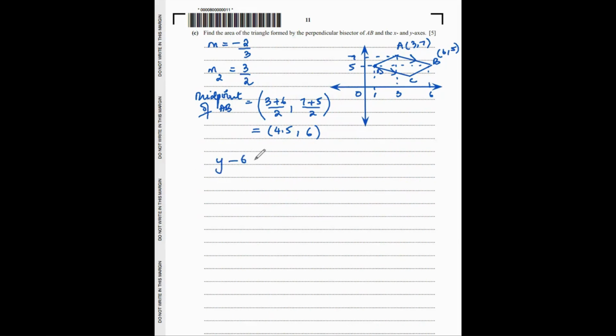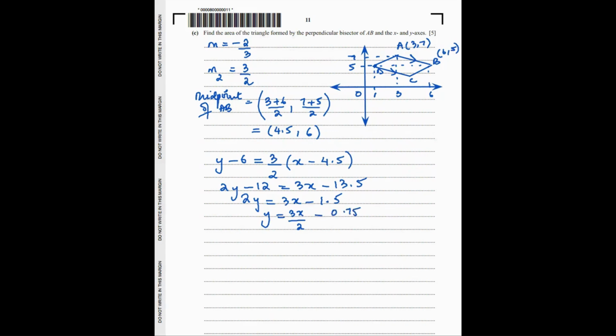Now we find the equation of the perpendicular bisector of AB. So y minus 6 equals 3 over 2 times (x minus 4.5), which is 2y minus 12 equals 3x minus 13.5. So 2y equals 3x minus 1.5. That is your equation of the perpendicular bisector. So y is going to be 3x over 2 minus 1.5 divided by 2, which is 0.75.